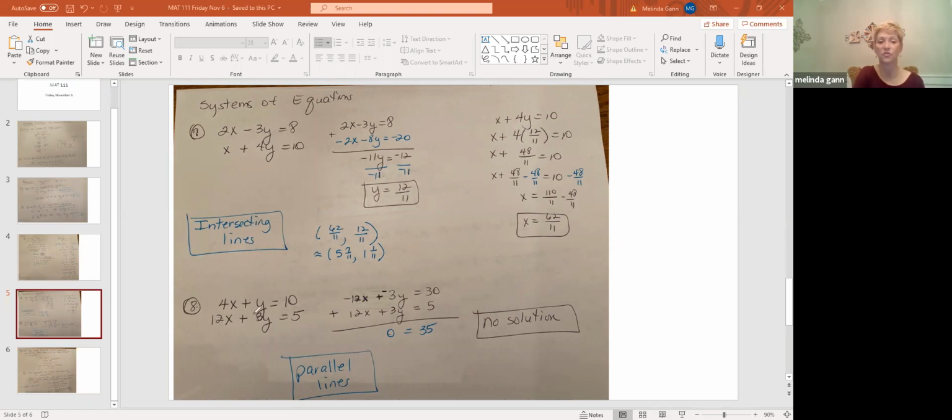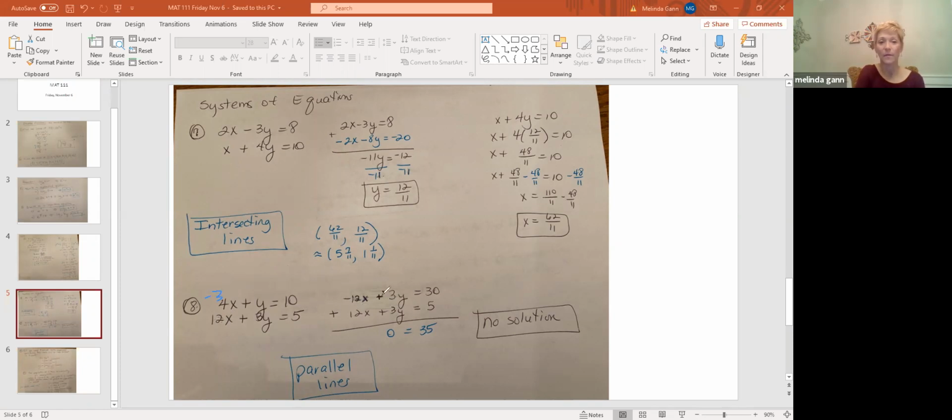Now, this is one of those strange ones. I multiplied this top by -3 to make my x's match. All right, so I multiplied everything on the top by -3. So that gave me a -12x, that gave me a -3y, and that gave me a -30.